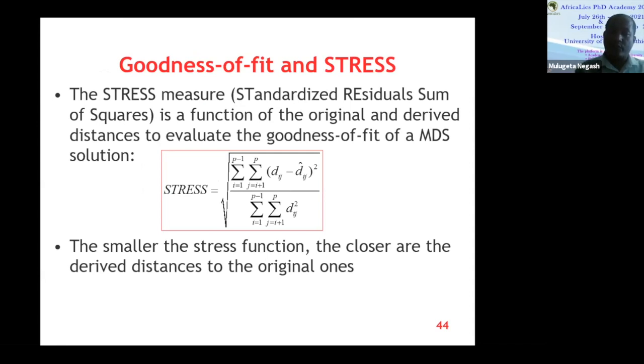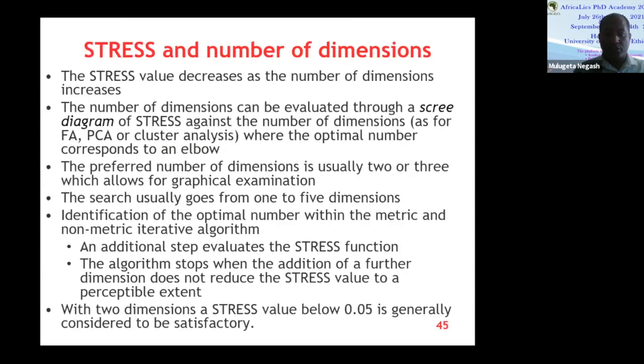Stress is a measure of goodness of fit. If the stress value is nearer to 0, the model is good. And if it is near to 1, the model is in question. Stress value decreases as the number of dimensions increases. When the comparing variable is increasing, the stress value is decreasing.